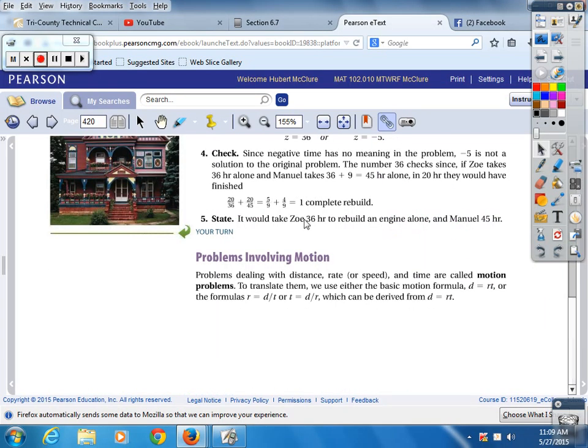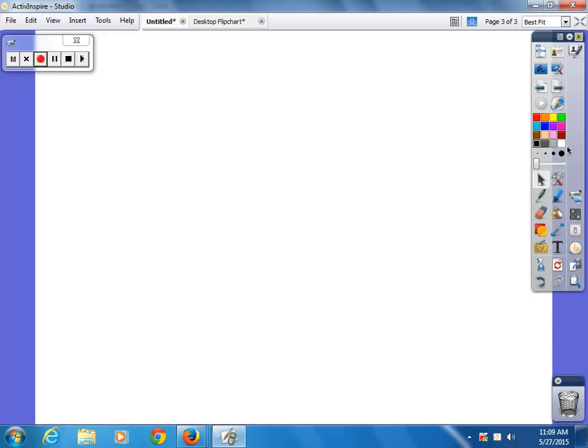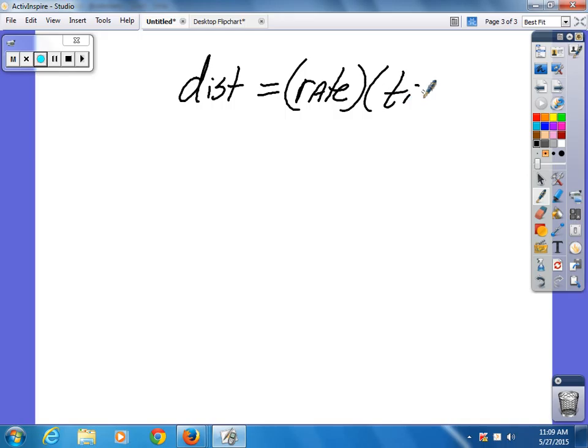The other one I want you to learn how to do is motion problems. Now, let's look at this problem. Before we even start with motion problems, I'm going to cover something that you should put to memory and keep to memory no matter if you fail this course or not. Distance is equal to rate times what? Time. That is something that you need to remember because you can solve it for the other variables.